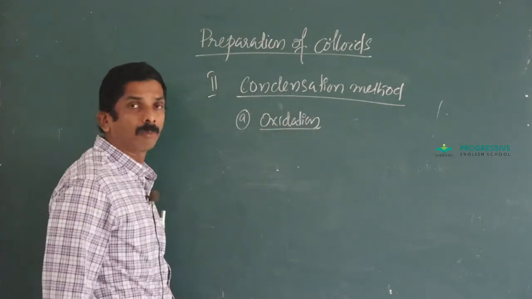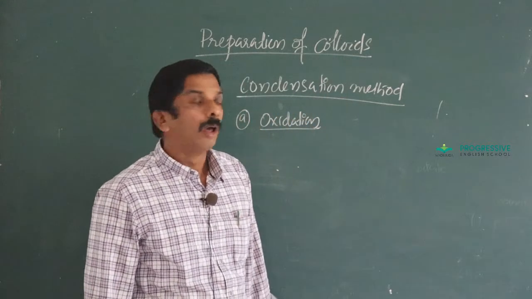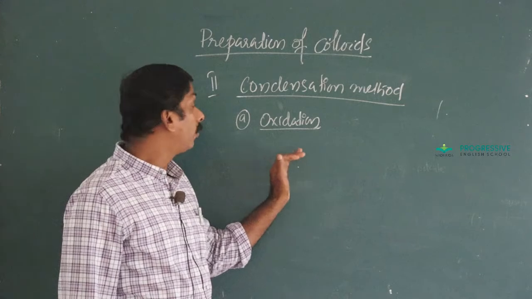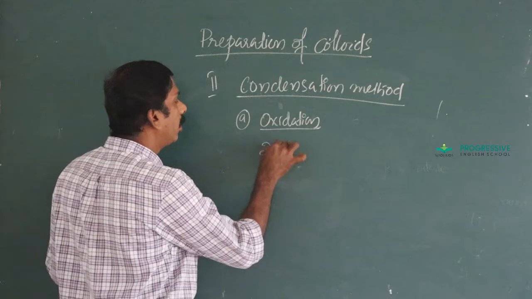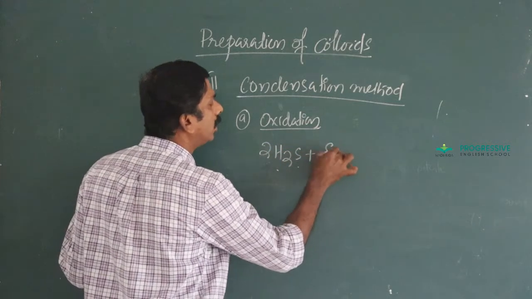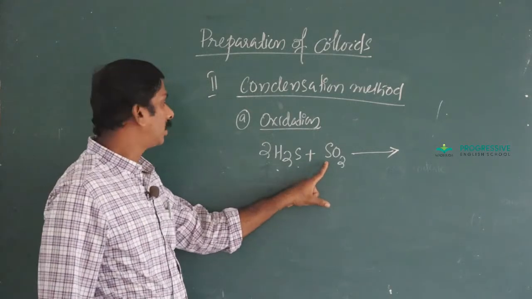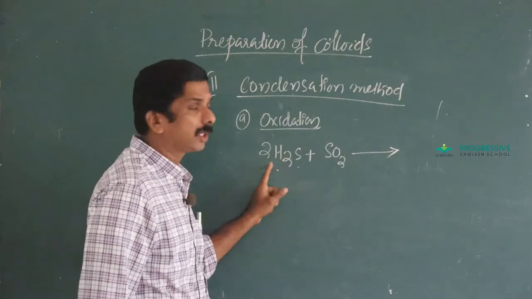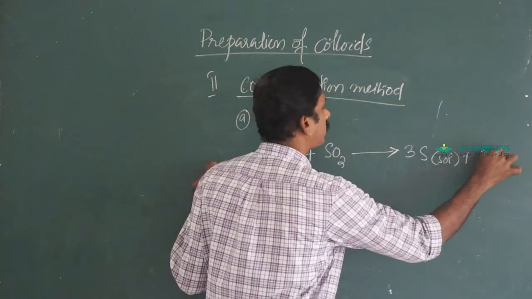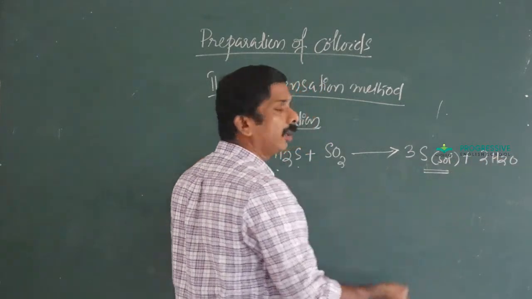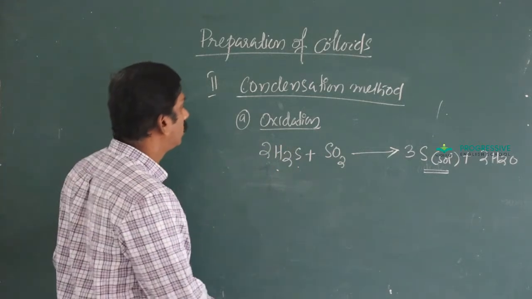oxidation method. In the oxidation method, colloidal sulfur is prepared by passing sulfur dioxide through an aqueous solution of hydrogen sulfide. When sulfur dioxide gas is passed through an aqueous solution of hydrogen sulfide, we get colloidal sulfur. That is, sulfur sol is obtained. That is the oxidation method.